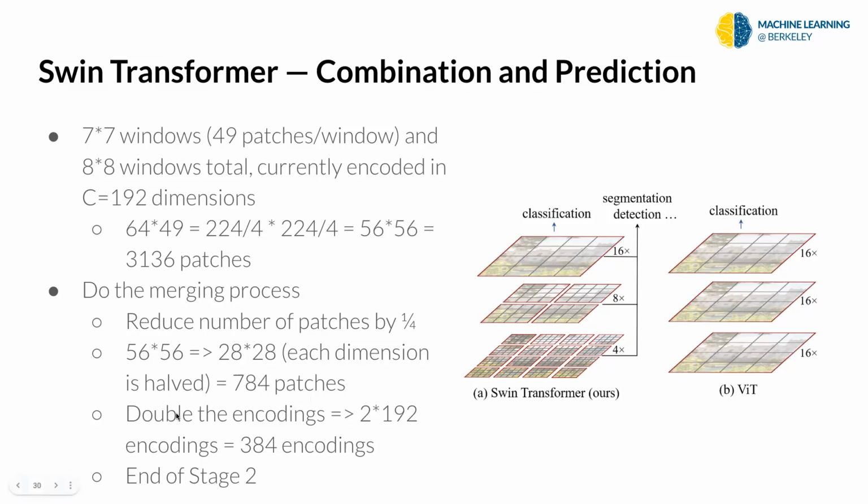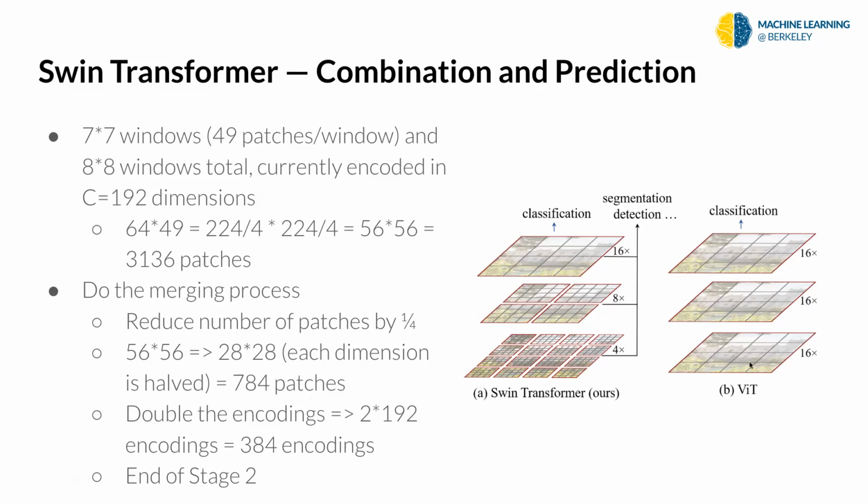During this process, though, we're also doubling the encodings. So we start off with 192 for C, but afterwards we increase to a size of 384. That is the end of our first merging process. And as you can see on the right, hopefully this image makes a little bit more sense.